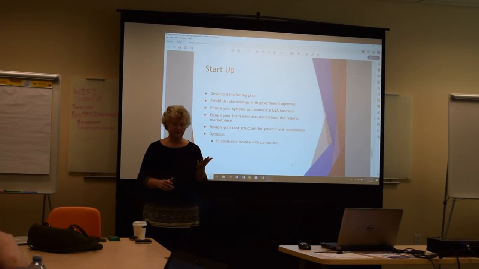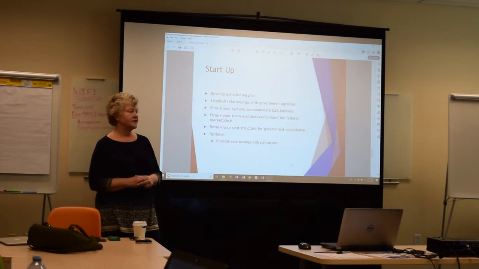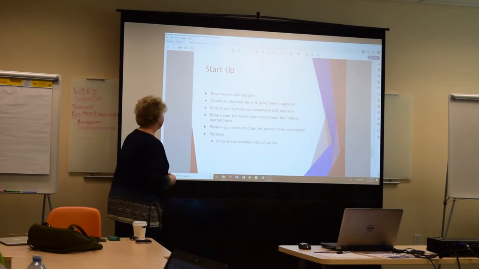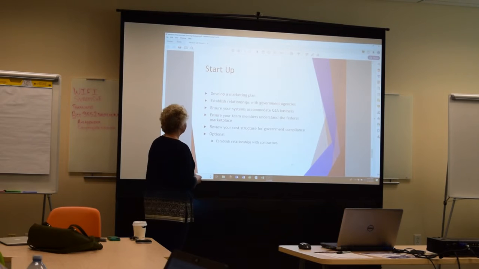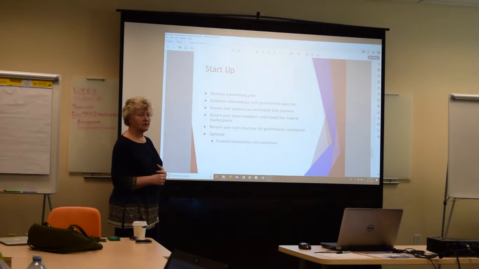You might have a golf outing and invite your commercial customers that spend a lot of dollars with you as a way of saying thank you. You don't invite the government officials to play golf with you because that would be a violation of ethics. You review your cost structure for government compliance. We talked about your indirects, your directs, are your costs fair and reasonable? Are they allocable and allowable?